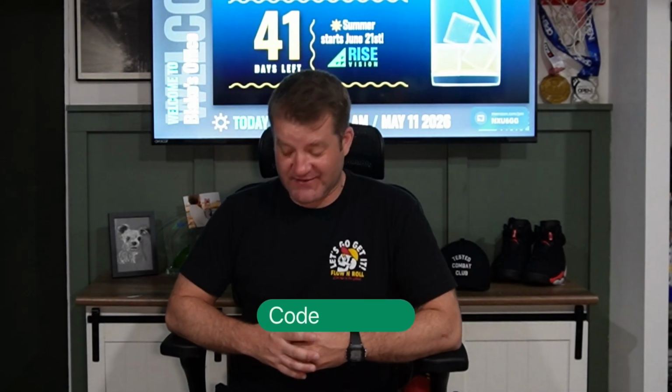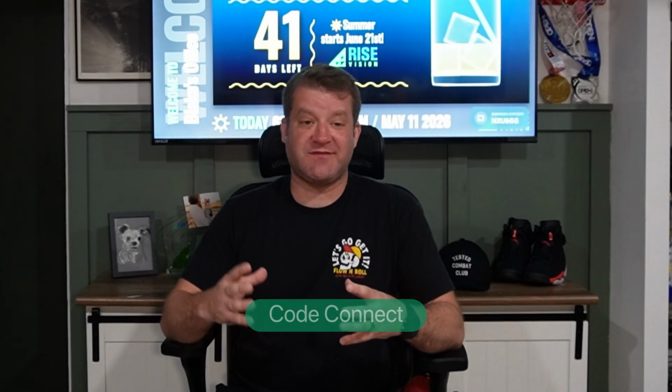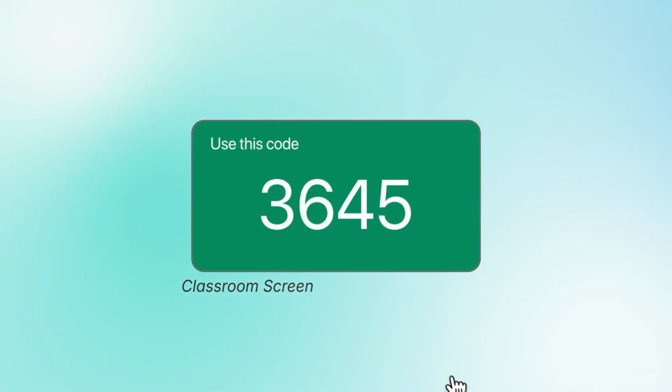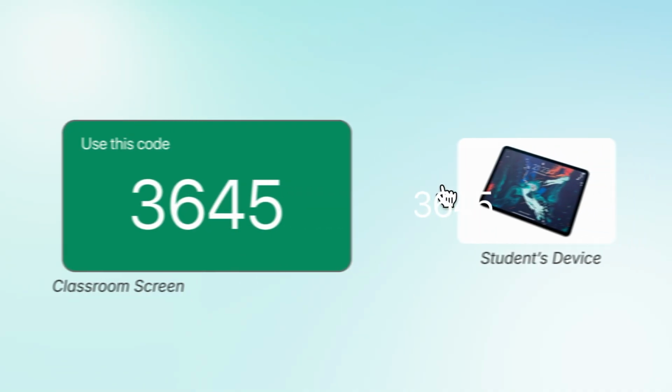Then you have Code Connect, which makes sure people connect to the right display that's sitting right in front of them instead of the one down the hall. The way this works is each display generates its own short code that's displayed, and then the user has to enter that code on their own device. That way, even if there's 30 displays in the same building, no one ends up casting to the wrong classroom.